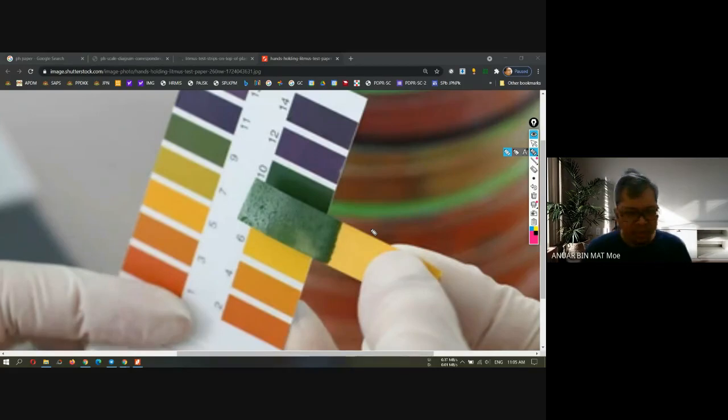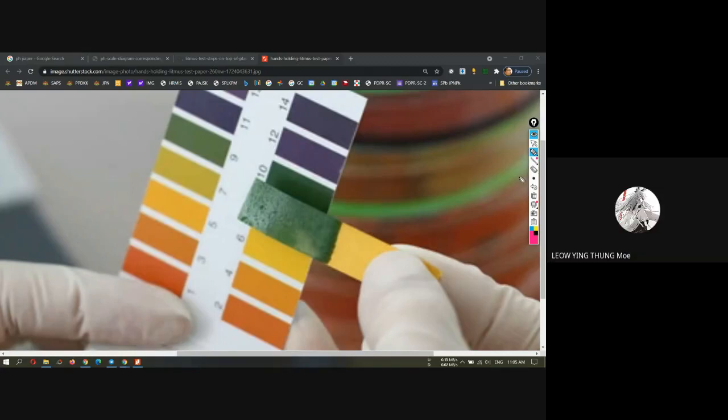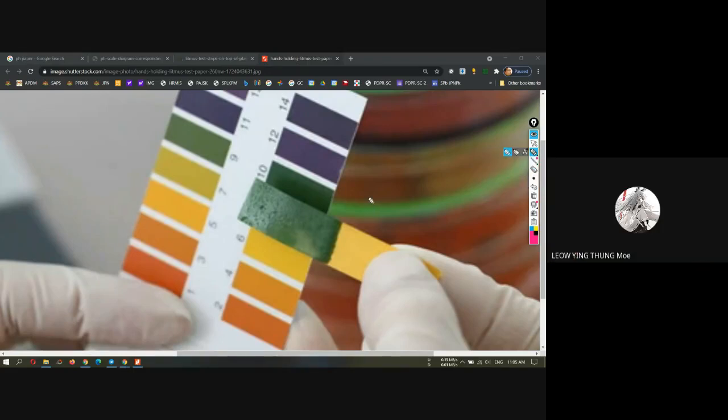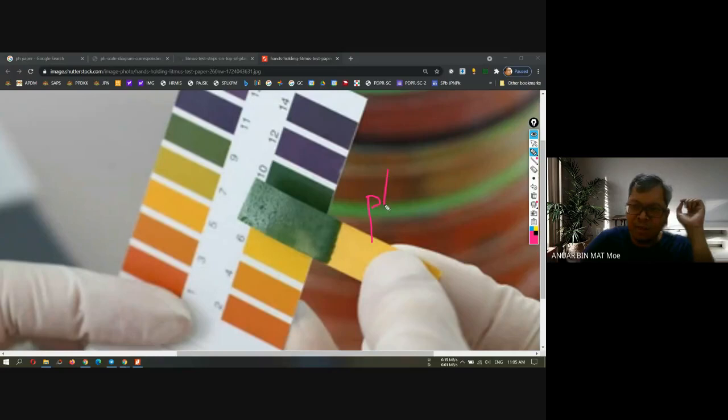The value of 10, is it a strong acid or a weak acid? Sorry, strong alkali or weak alkali? pH 10. How do you think? Weak or strong alkali, you think? pH 10, it's about in the middle, right?